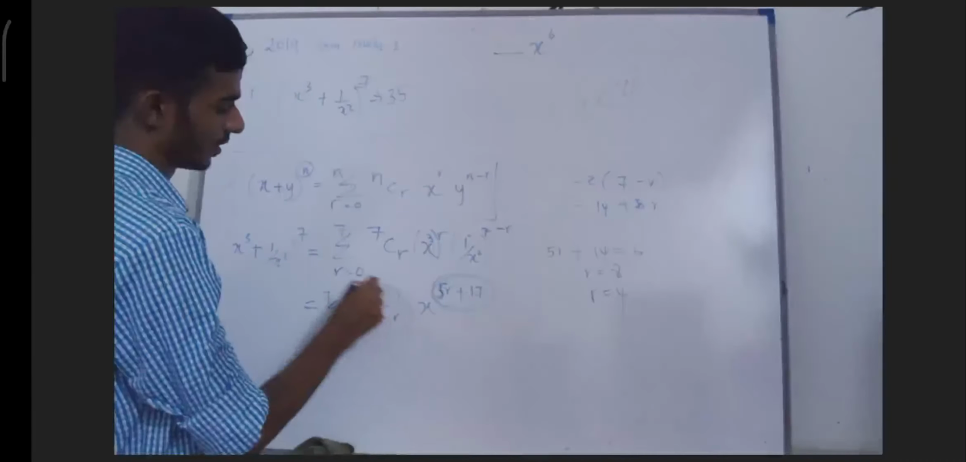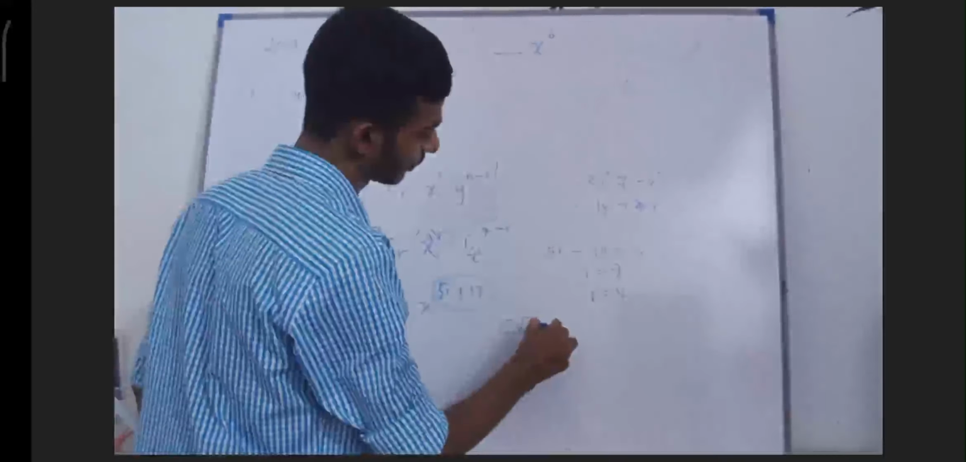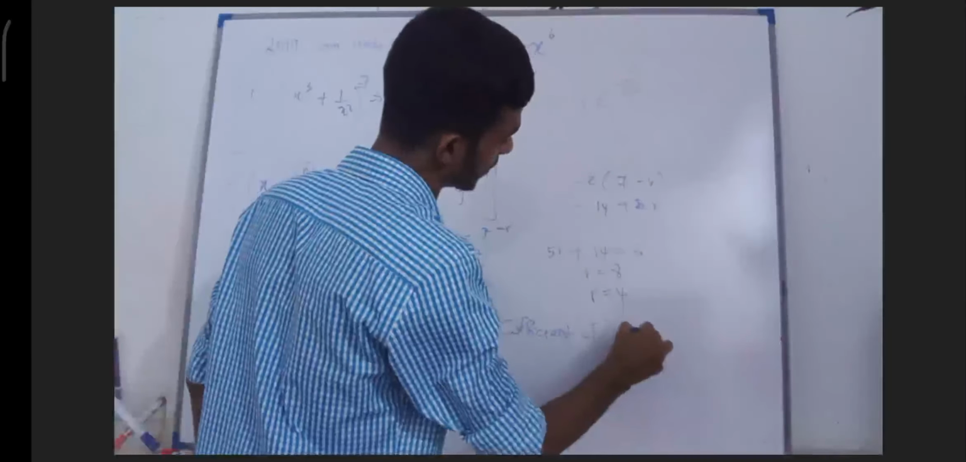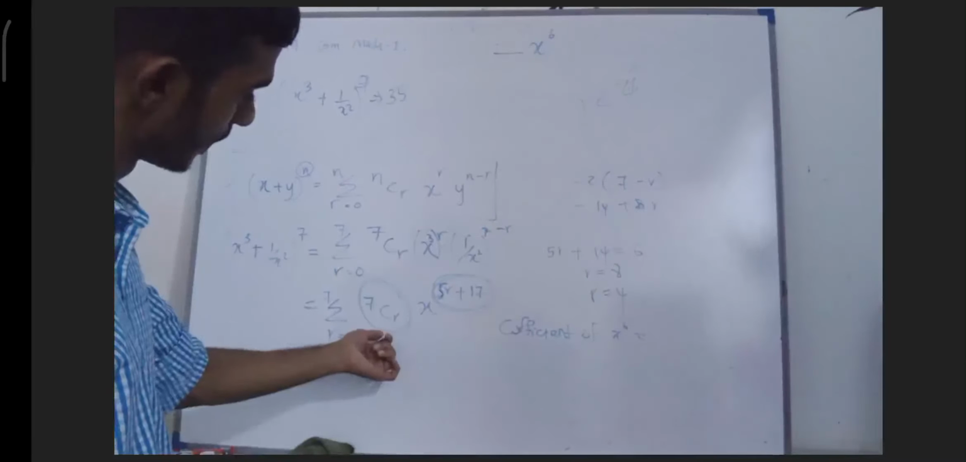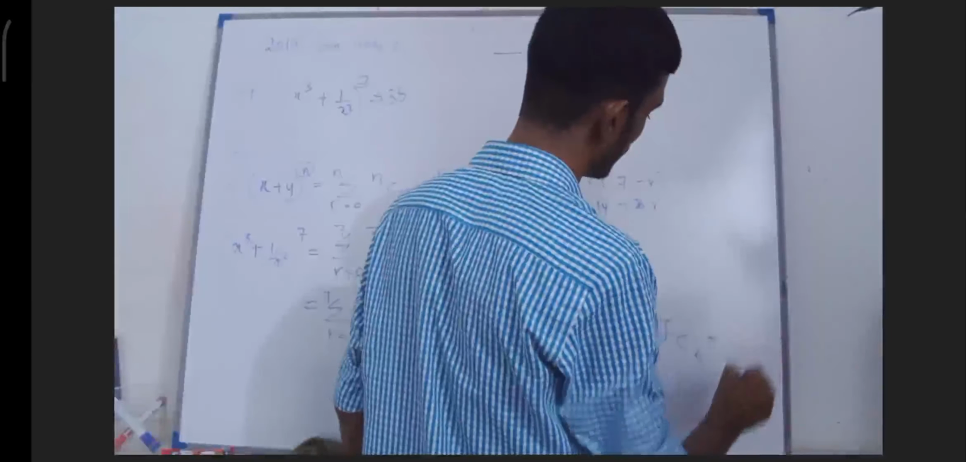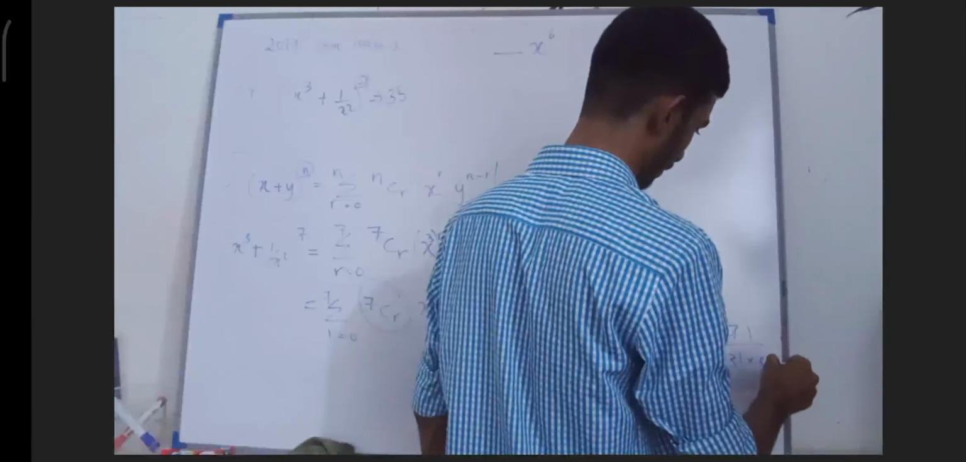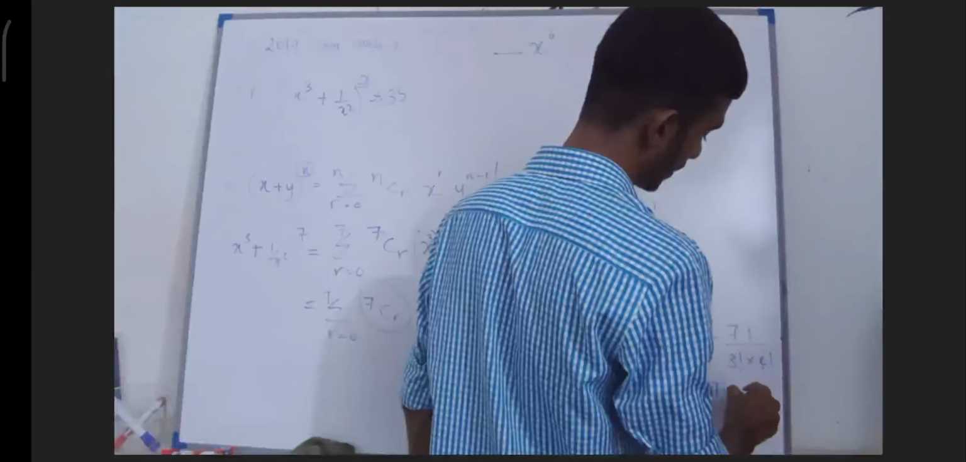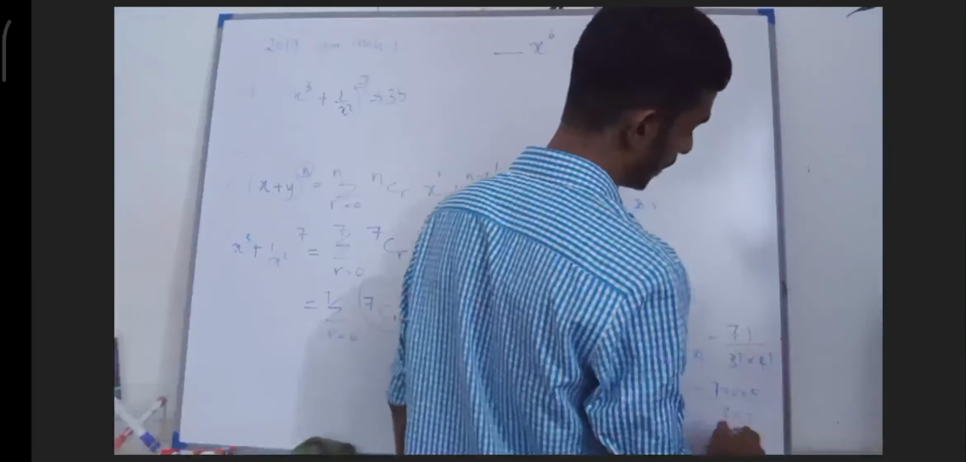Now the coefficient is this. So just by replacing r by 4, I can get the coefficient. So coefficient of x to the power 6 is equal to 7C4. So 7C4 means 7 factorial over 7 minus 4 factorial into 4 factorial. So this is equal to 7 into 6 into 5 divided by 3 into 2. So 35 would be the answer. Okay, right.